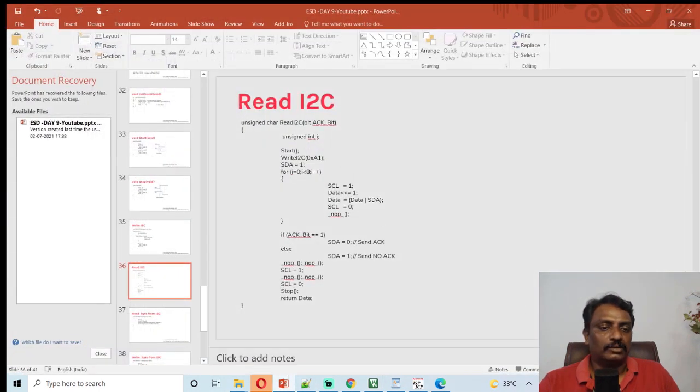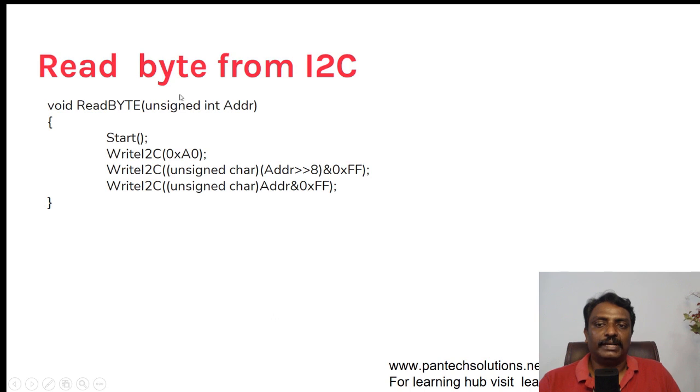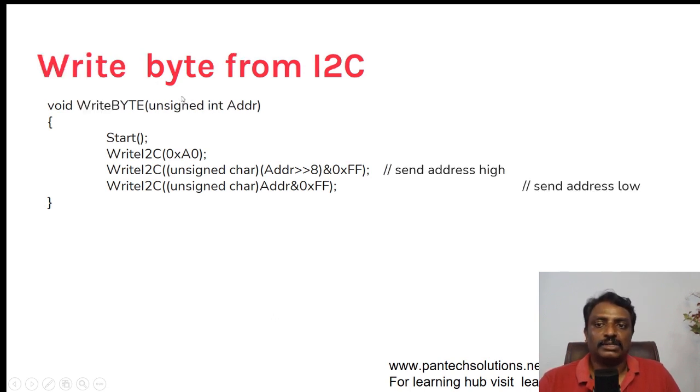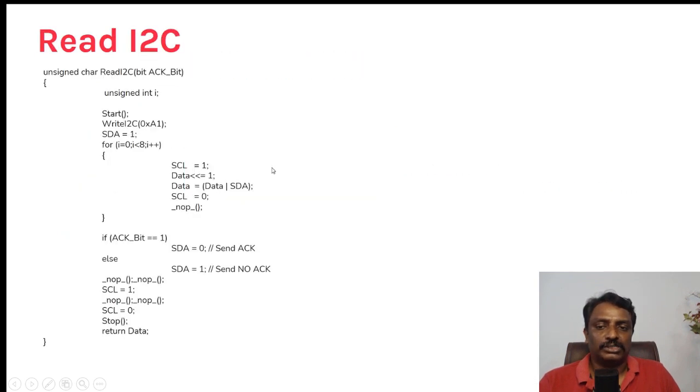So A1. For read it will be 1, and for write it is 0, so it should be A1. You send the data, you put a for loop, and you send the data here. Then read byte and write byte, to read the byte from the I2C as well as to write the byte to the I2C. You have to shift this address.